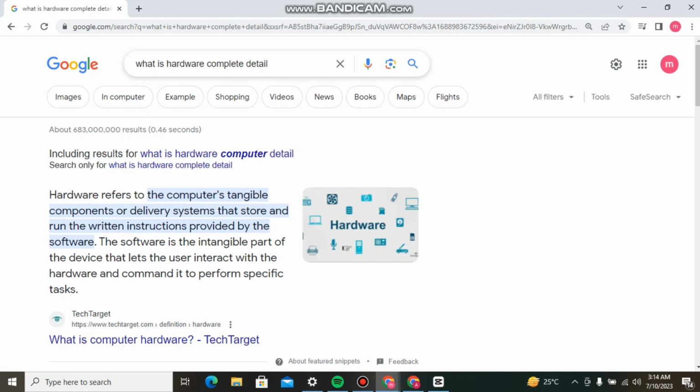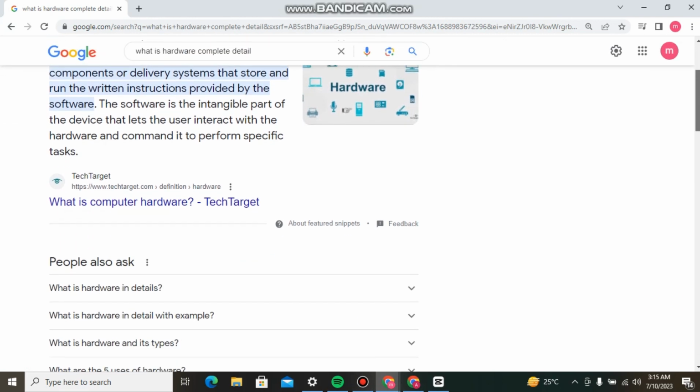Learn about what is hardware, complete detail about hardware. Hardware refers to the computer's tangible components that deliver the system and store and run the written instructions provided. The software is an intangible part of the device that lets the user interact with the hardware and command it to perform specific tasks.